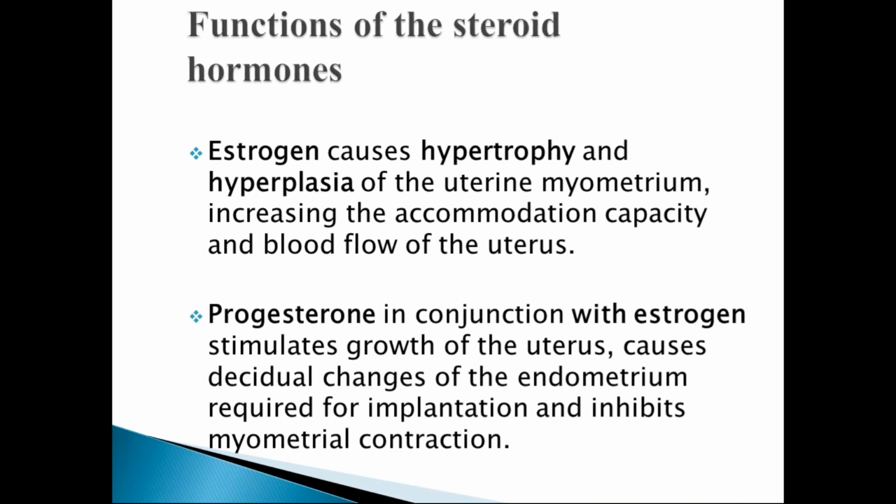The second one is progesterone. Along with estrogen, it stimulates the growth of uterus and causes the decidual changes in the endometrium. As I've already said in the earlier topic, the specialized endometrium of the pregnancy is called decidua, which is required for the proper implantation of the growing fetus, and progesterone also inhibits the myometrial contraction.